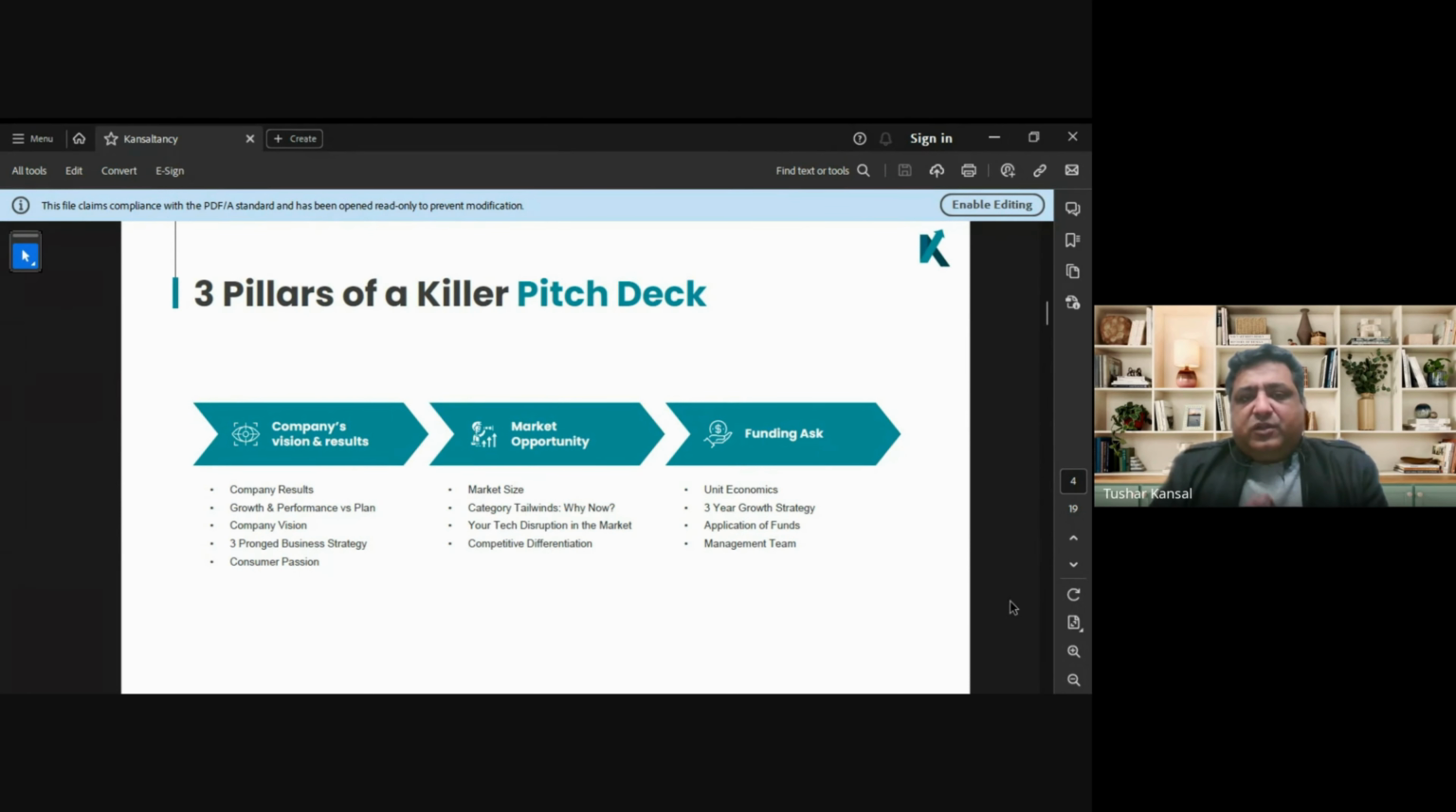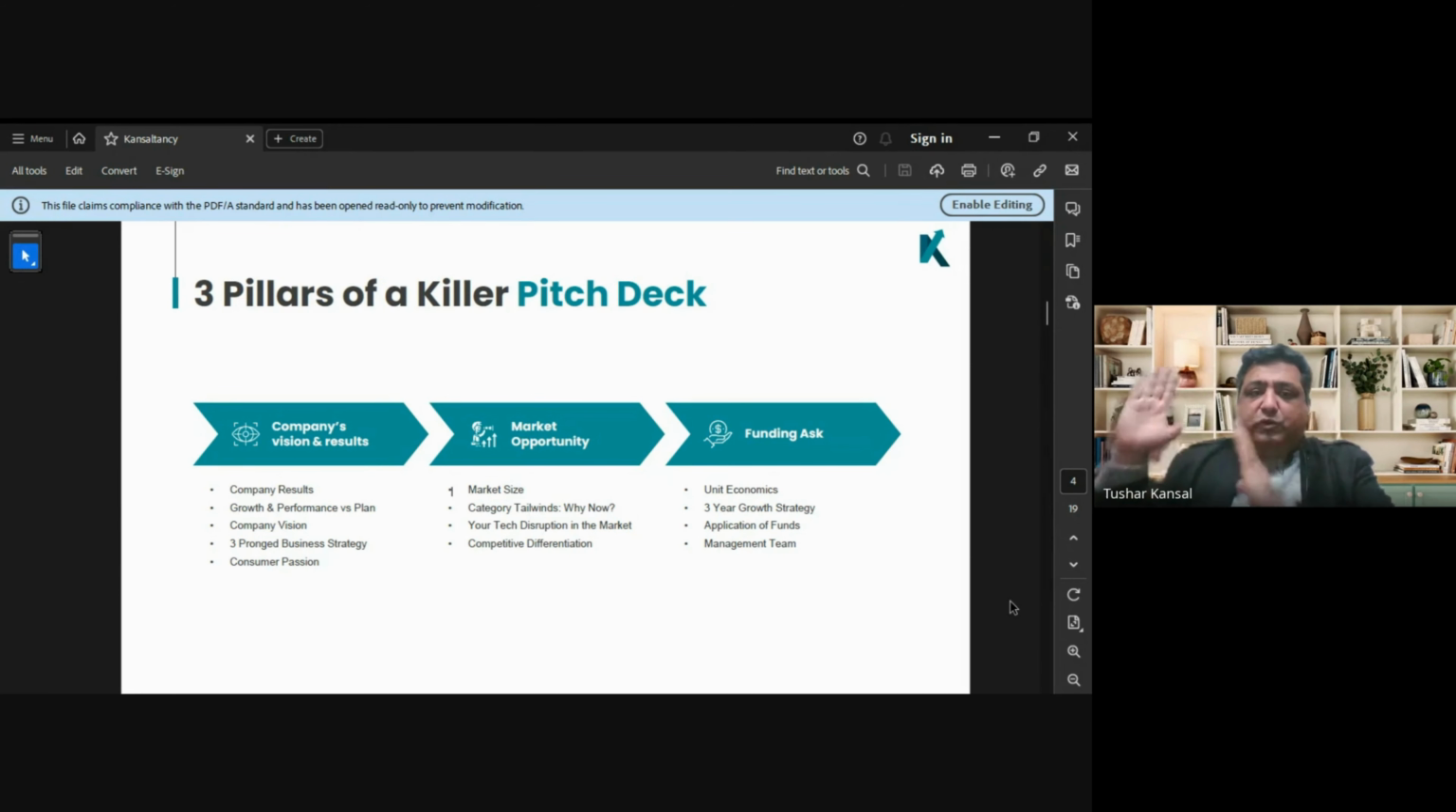The three pillars of a killer pitch deck. First is company's vision and results. So WhiteHat Junior was into coding for school children, and it was growing very fast. And its vision was to grow even faster by using investors' money. So the company had the right vision, and it was growing fast, so it had the right results.